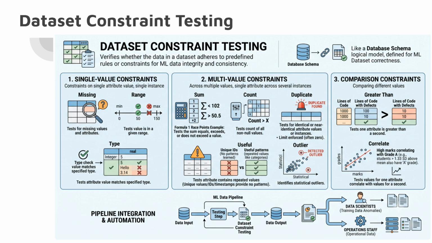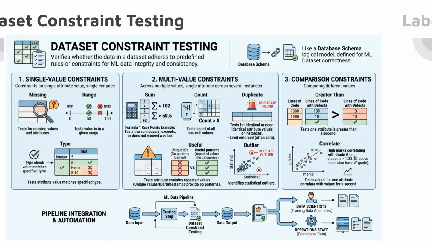Testing data against the defined constraints can be performed manually. Still, the scale of the activity and the typically large size of the dataset would require this to be automated as part of the data pipeline. When implemented as part of the pipeline, the tool that implements dataset constraint testing can provide reports to data scientists for training data anomalies or to operations staff for operational data.